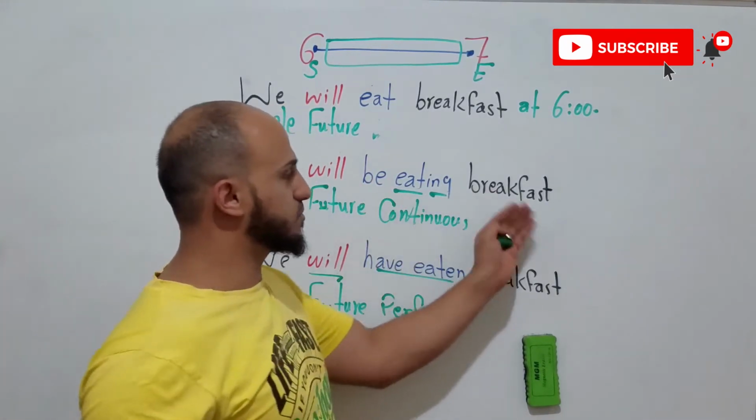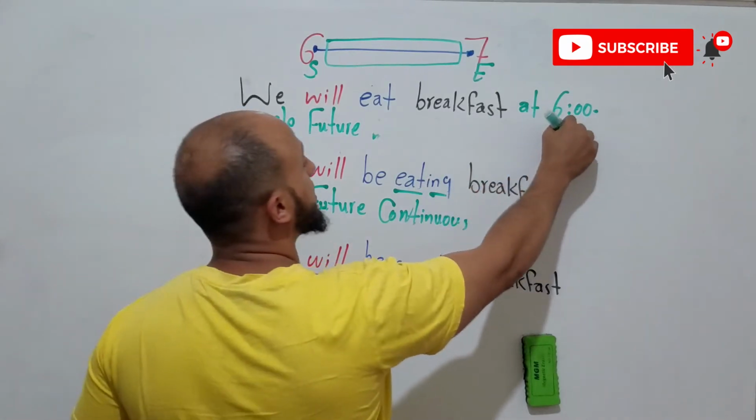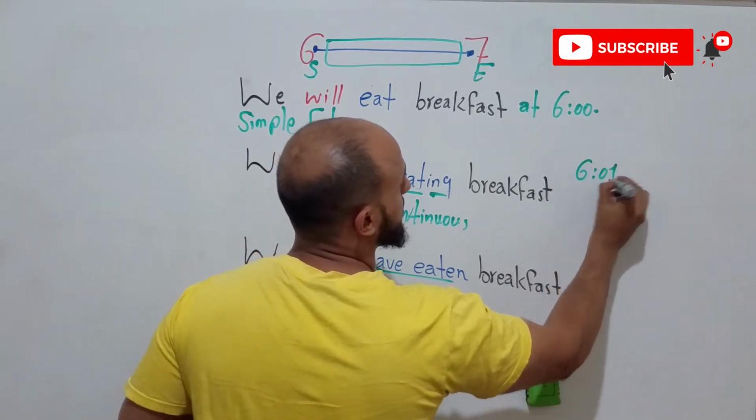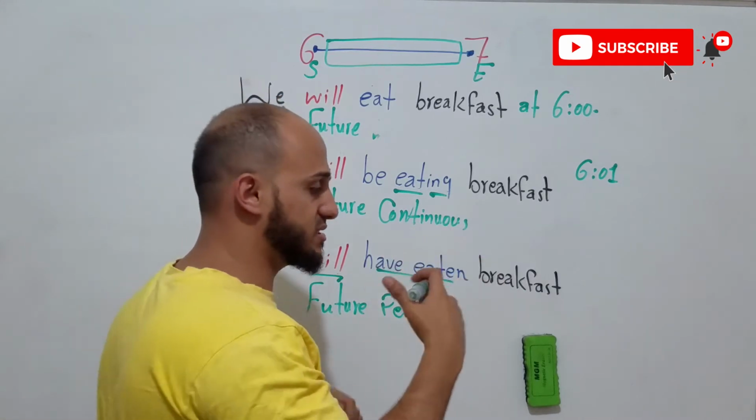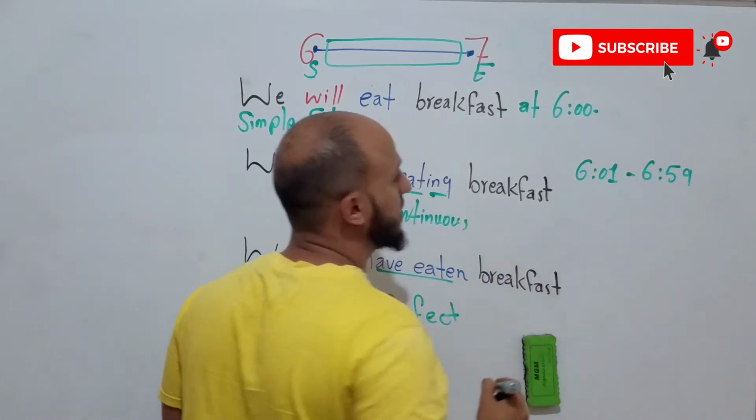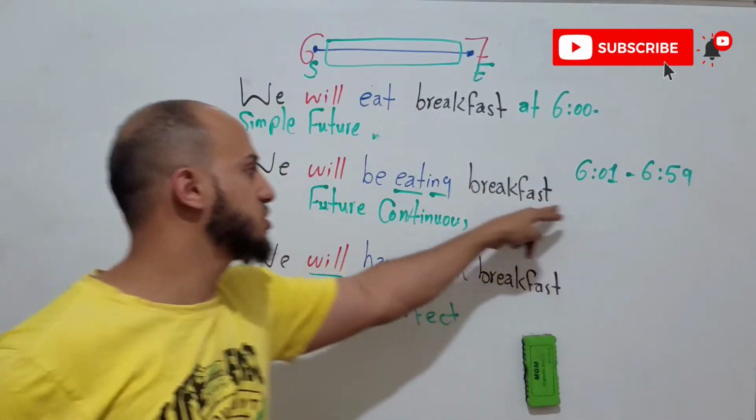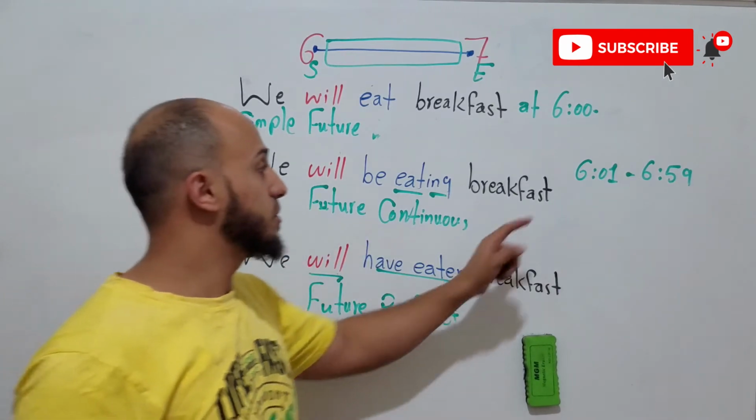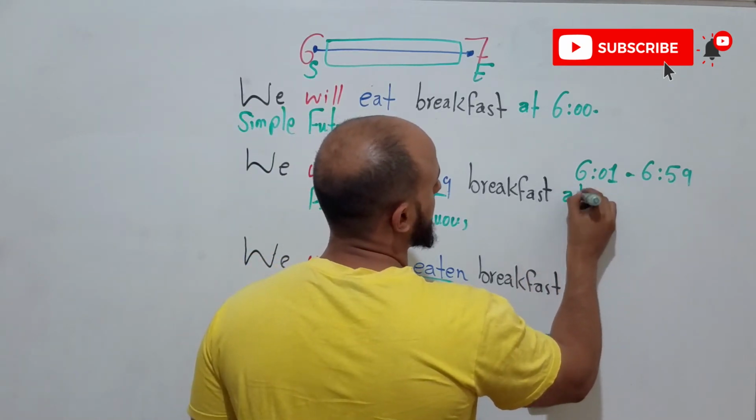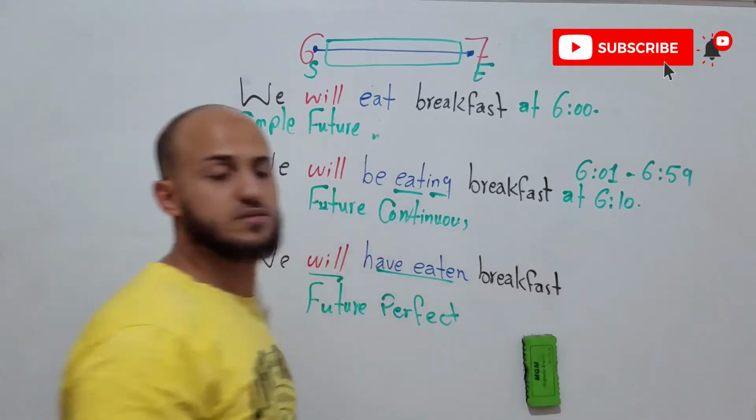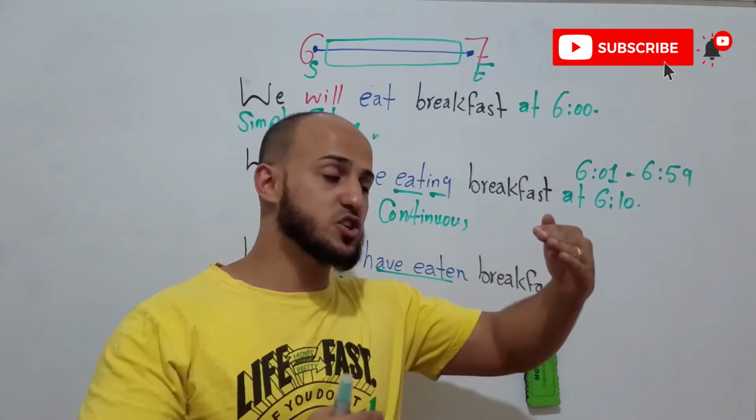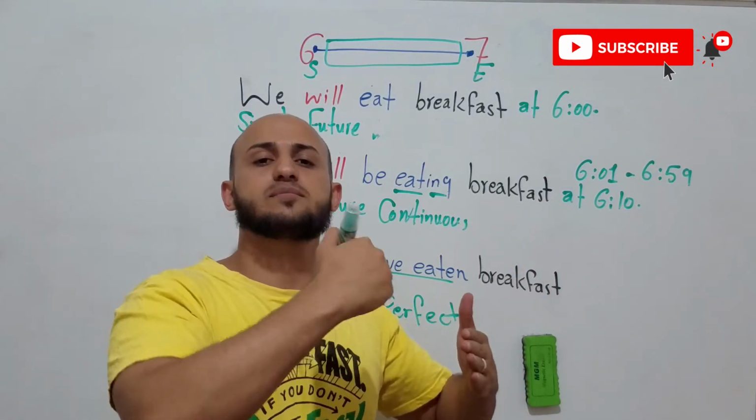Number 2. We will be eating breakfast. Listen. The start is 6 o'clock. You have from 6 to 6:59, in 1 minute, it has started the action. Any time you mention in here, you need to use future continuous, because the action now is in progress. So, for example, at 6:10. You get the idea. We use future continuous when you are talking about something in the future, in the middle. It is not at the start, it has already started.